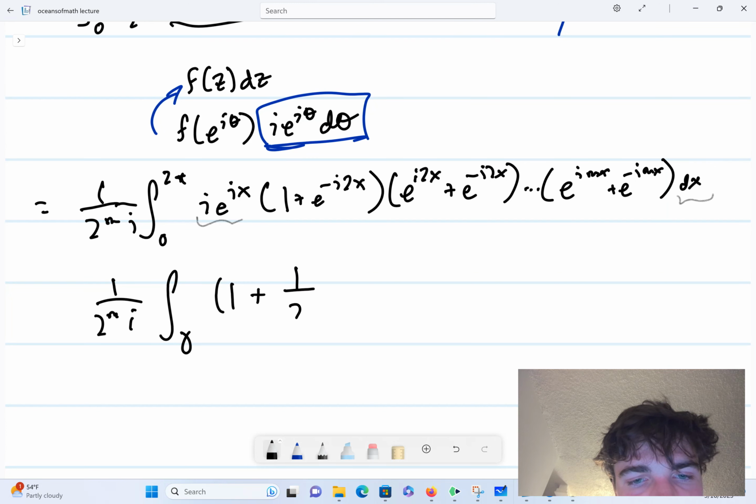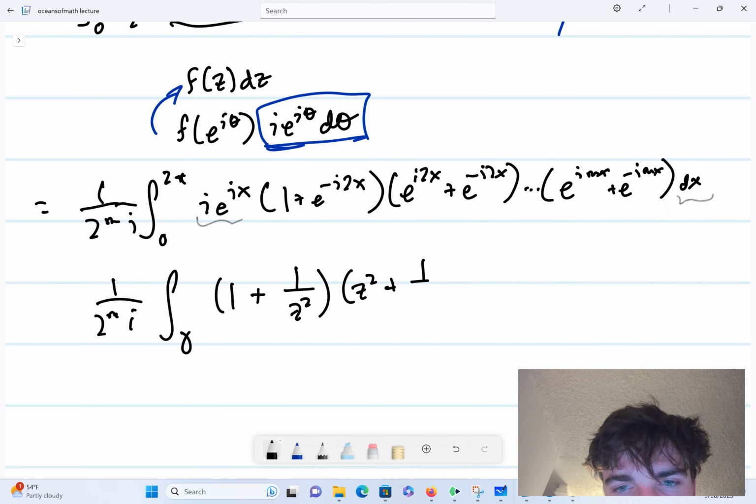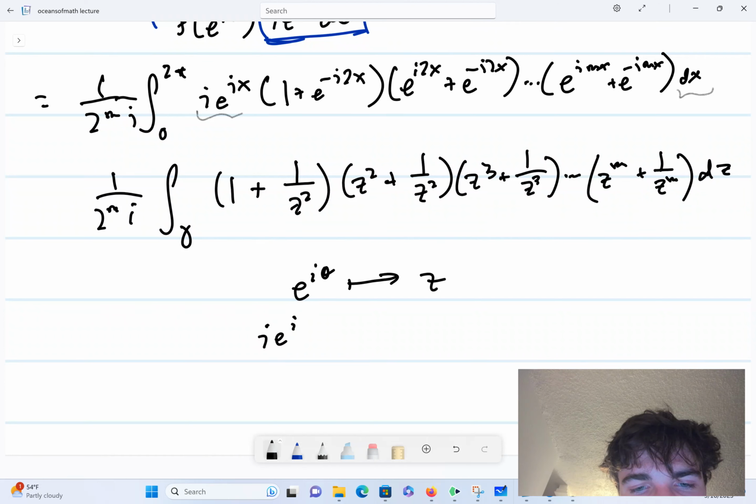1 plus 1 over z squared, z squared plus 1 over z squared, z cubed plus 1 over z cubed, dot dot dot, z to the m plus 1 over z to the m, dz. And just to emphasize, this substitution is valid because I've basically substituted e to the i theta, I've substituted z in, and so i e to the i theta d theta becomes a dz, okay?